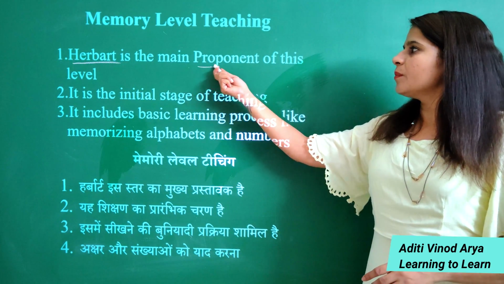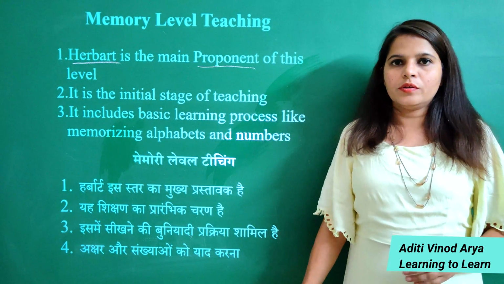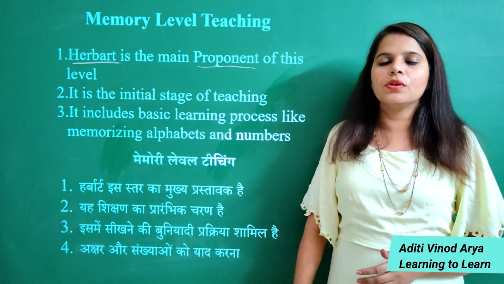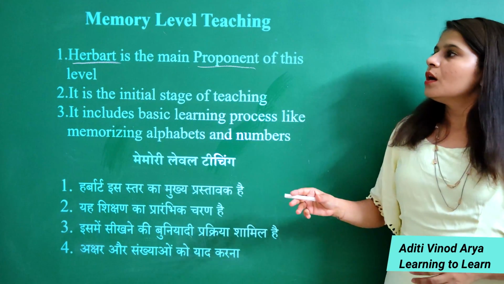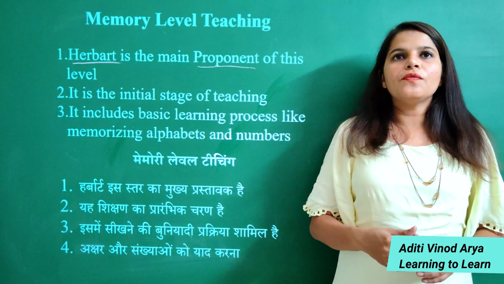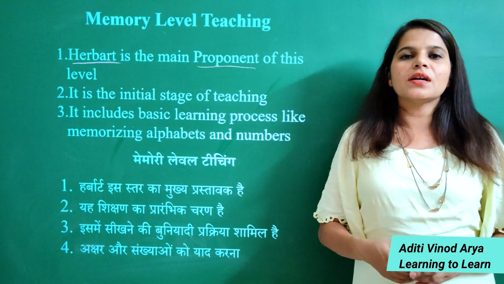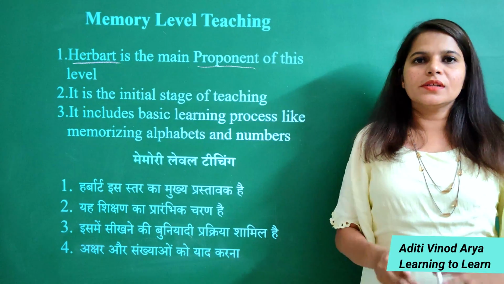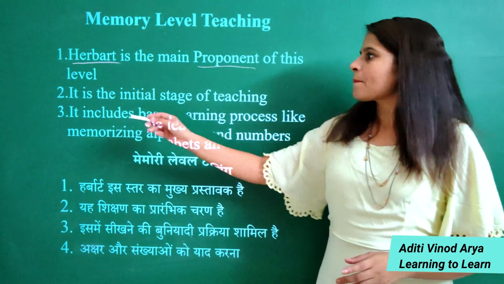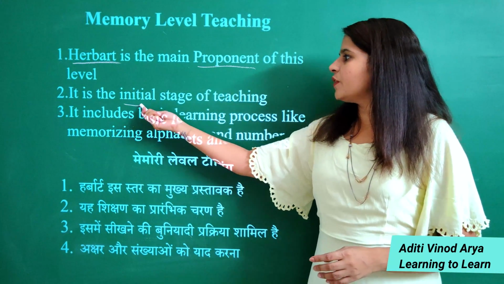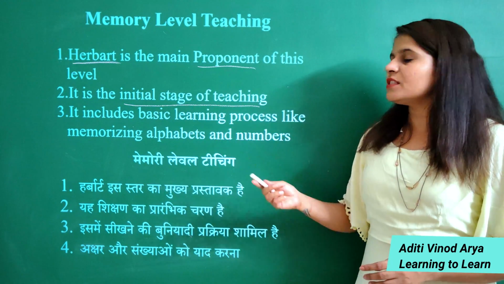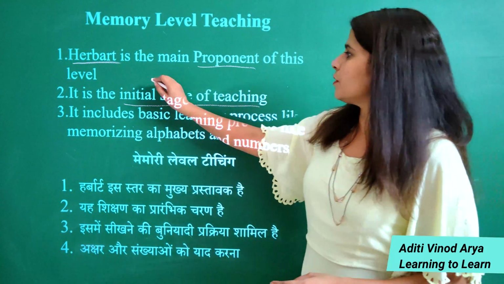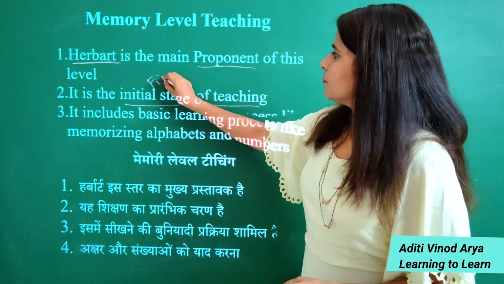Prominent here means the person who has done work. The person who has done work for this particular level is Herbert. Herbert has done a lot of things, or he has understood, or he was the main author to work on this level, first of all. Second, this is the initial stage of teaching. You need to understand this is the initial stage. It means it is the first stage.